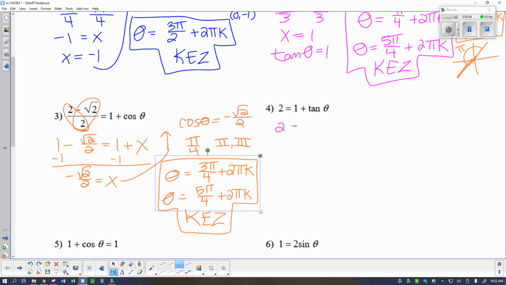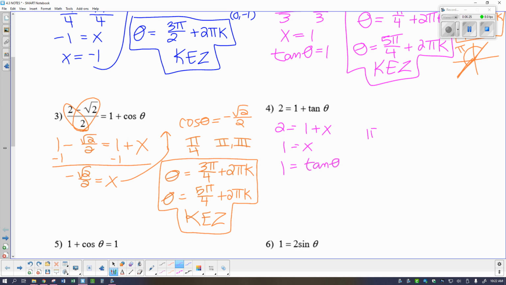This one would be 2 equals 1 plus x, right? I would move the 1 over, x equals 1. Kind of looks like our same answer from number 2, right? So when is tangent equal to 1? And we can write one of two answers.